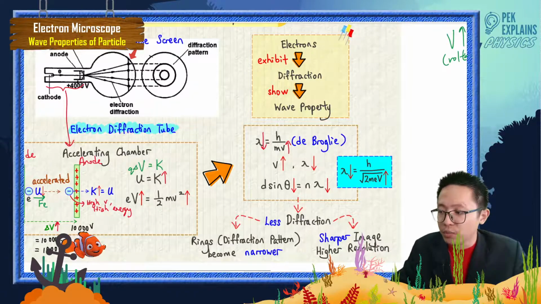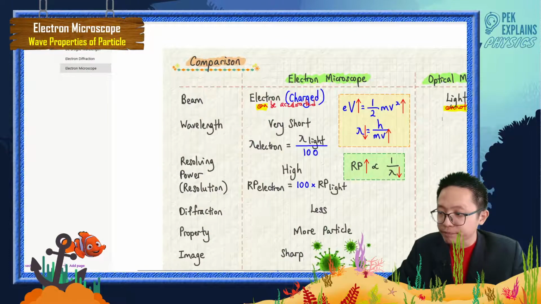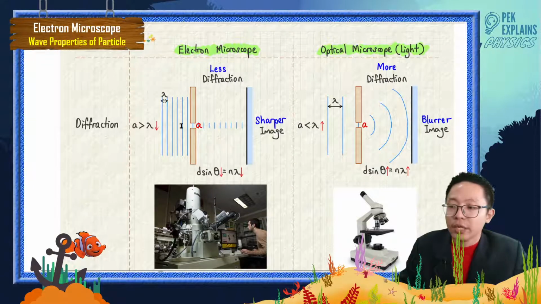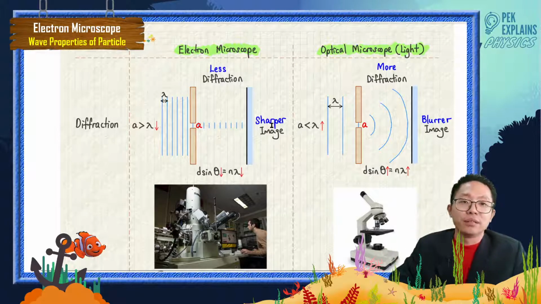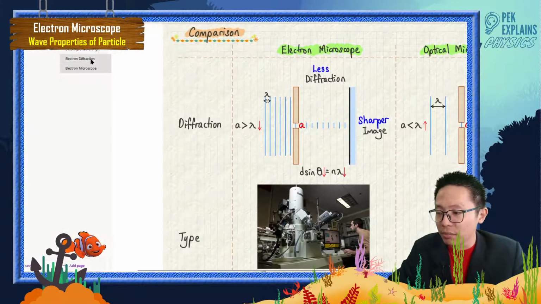When you have a very small wavelength, you have less diffraction. What happens when you have a small wavelength? You have less diffraction and you get a sharper image. That's the conclusion. You understand? That's all about it.